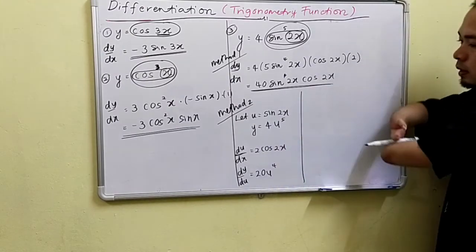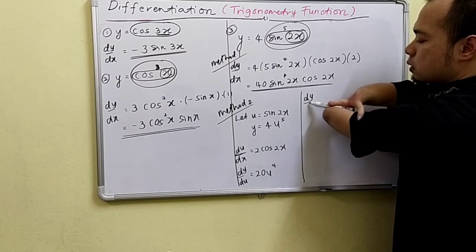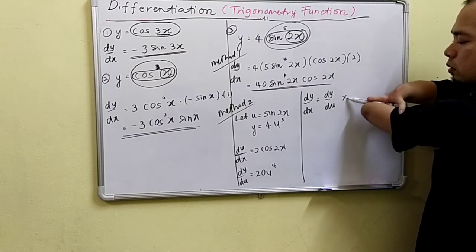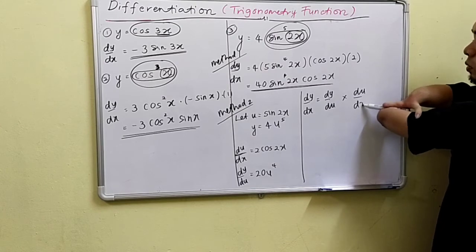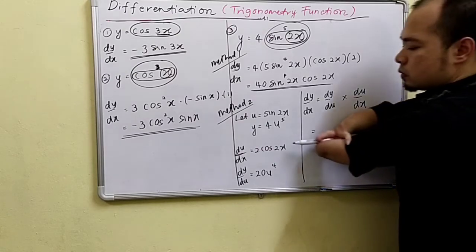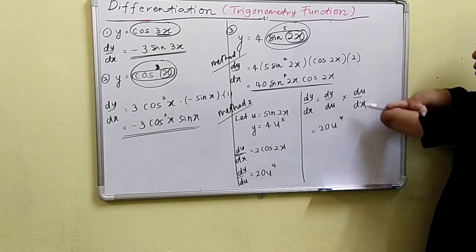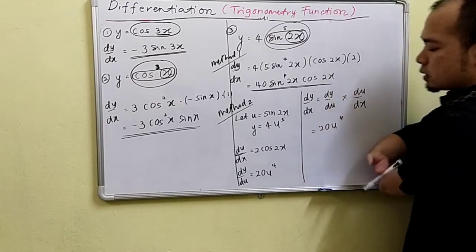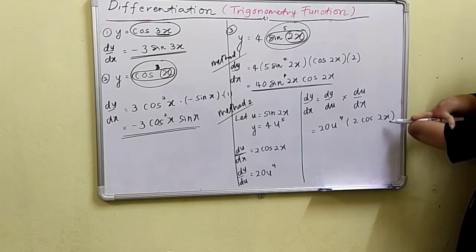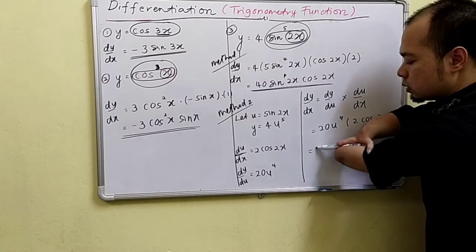Okay, now this is chain rule method. So by using chain rule method, dy/dx is equal to dy/du multiplied by du/dx. So what is dy/du? This one, 20u to the power of 4. What is du/dx? This one, 2 cos 2x. Simplify everything. 20 multiplied by 2, 40.